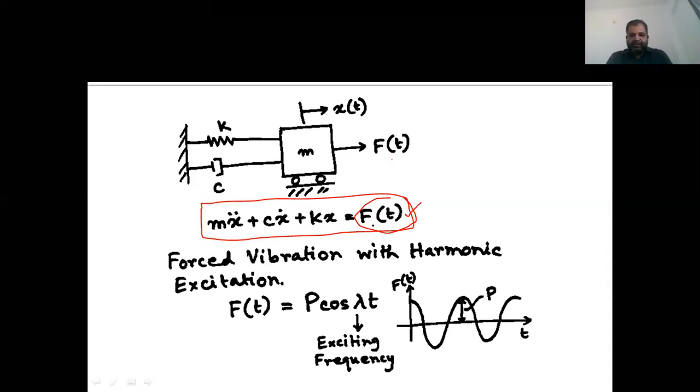Now what is the value of f of t? Since I am saying this external force is harmonic in nature, I am putting forced vibration with harmonic excitation. So this f of t is nothing but, I'm taking like P cos lambda t. P sine lambda t also, there is no problem, because we are saying that it is a harmonic excitation. You can take P sine lambda t or P cos lambda t, both are same, no problem, right? So suppose I am assuming my f of t is P cos lambda t.